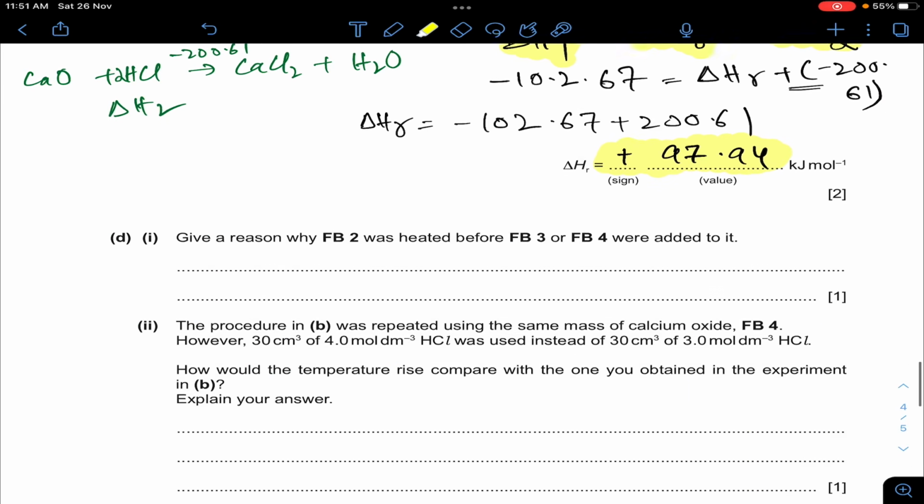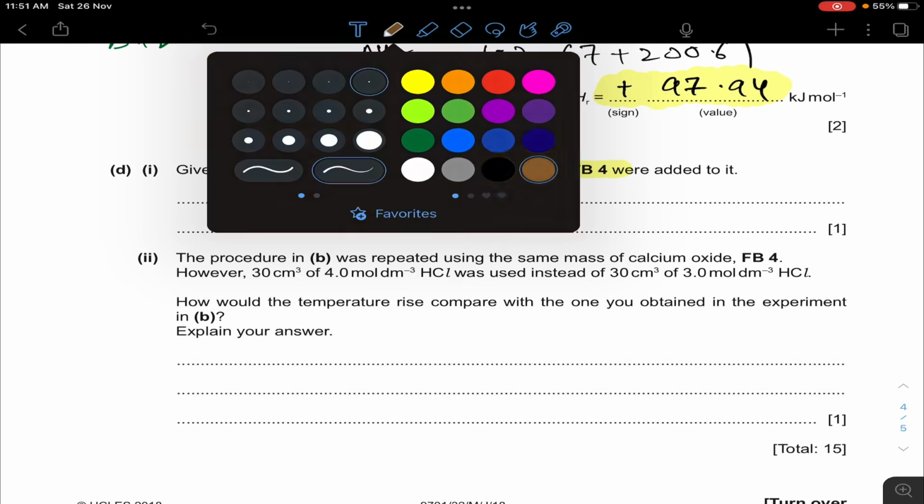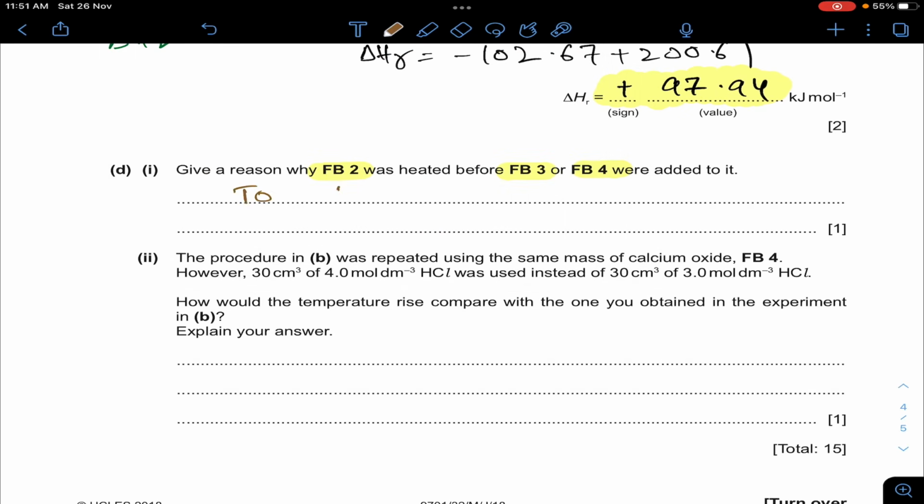Alright, now the next part of this question is, give a reason why FB2 was heated before FB3 or FB4 were added to it. Right, before adding FB3 or FB4, you have heated the hydrochloric acid. So the reason why we have heated the hydrochloric acid is very simple: to speed up the reaction, to increase the rate of reaction.